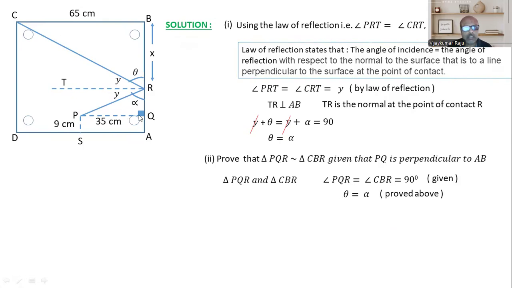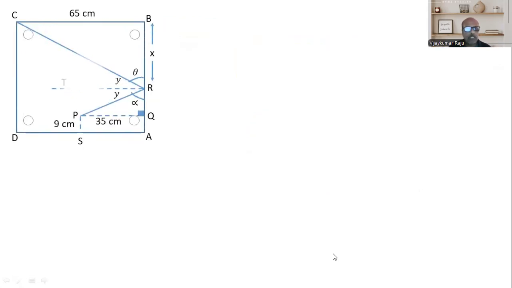So this angle is equal to this angle, and this is 90, this is 90. These two are equal and these two are equal. That means these two triangles are similar by a similarity criterion. So we have proved that the triangles are similar. Now let's go to the third bit. Again the figure.